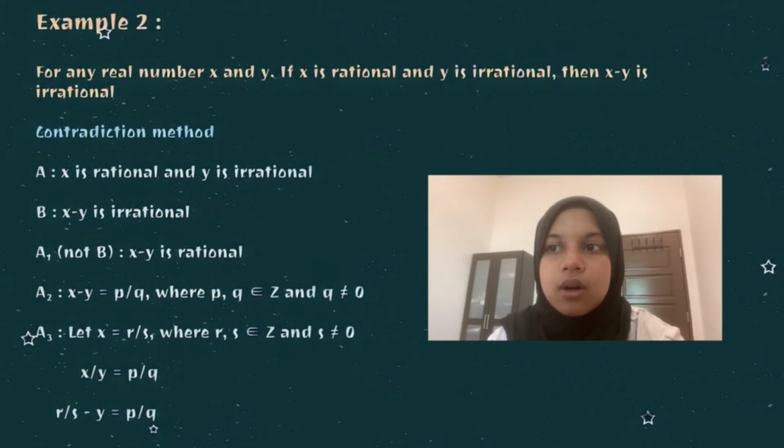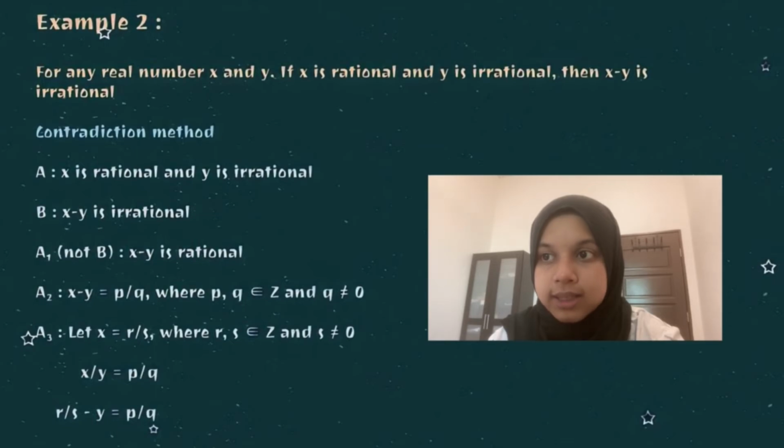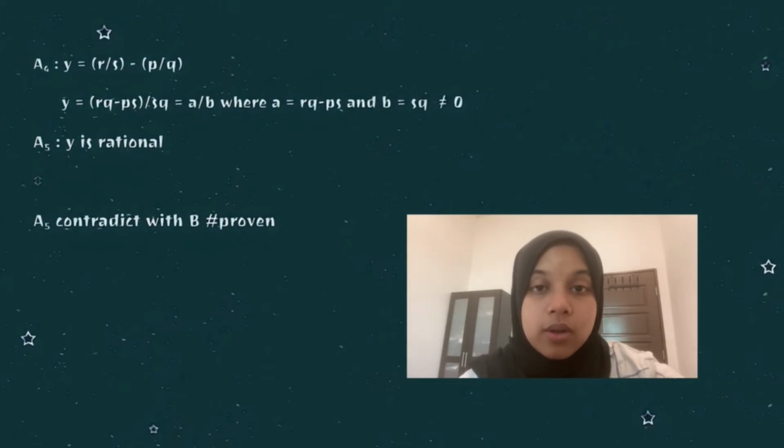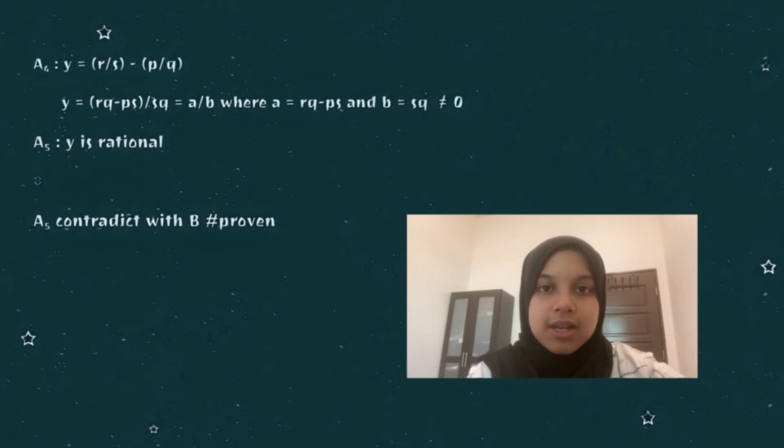So x minus y equals p over q. So we substitute x, which is r over s, minus y equals p over q. And therefore we get y equals (rq minus ps) over sq, which equals a over b, where a equals rq minus ps and b equals sq is not equal to 0. And A5, y is rational, so it contradicts B. It is proven.